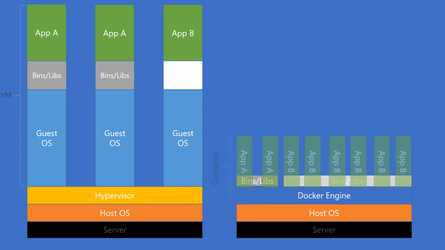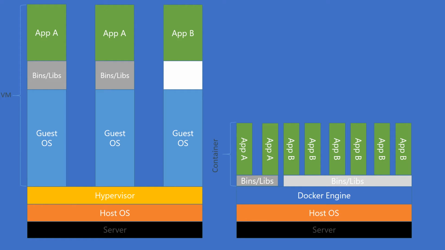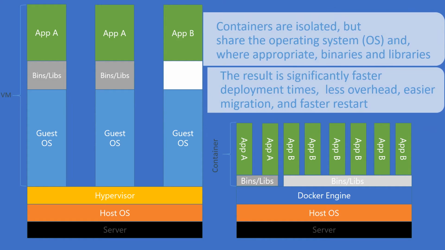On top of our Docker engine, you have binaries and libraries, and these can be shared across different containers. The application is what is unique to your container. You get much more density because containers are smaller. We get faster start and stop times because they do not have a guest operating system.